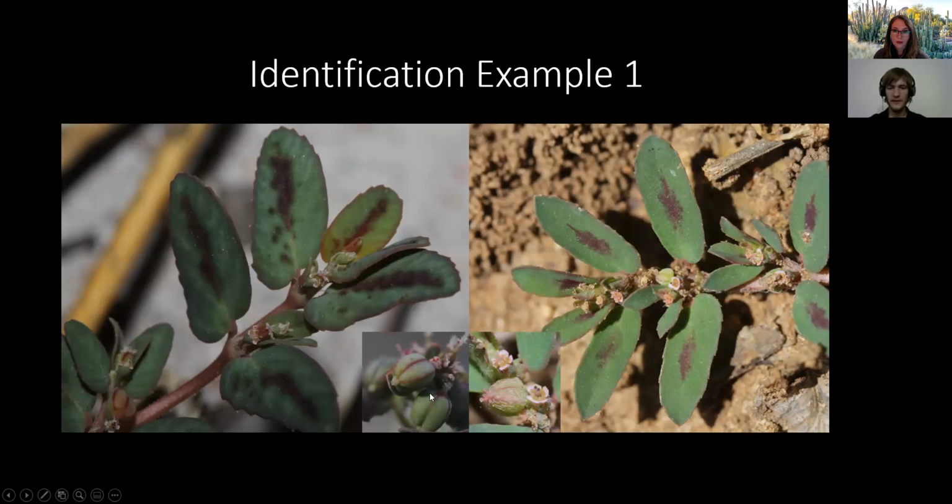So on the plant on the left, it doesn't have any hairs on the fruits. On the plant on the right, hairs on the fruits. And that can lead you to understanding that the plant on the left is Euphorbia abramsiana, and the plant on the right is Euphorbia maculata. Remember those hair characteristics that I mentioned. They're super important for telling these species apart, and that's how you tell the species apart in this case.